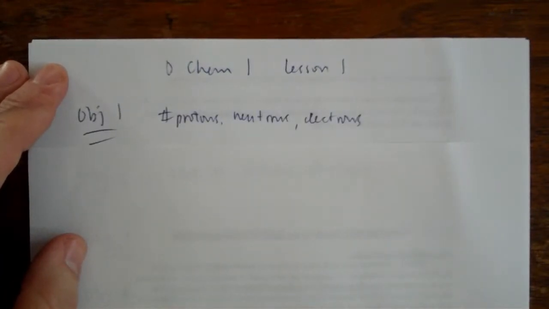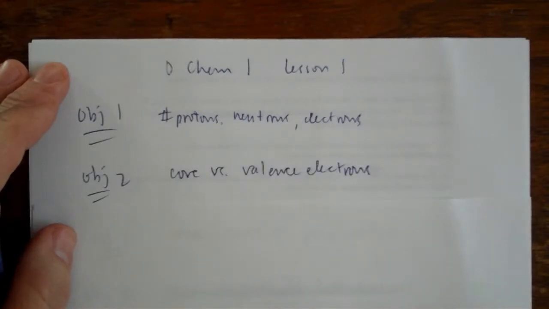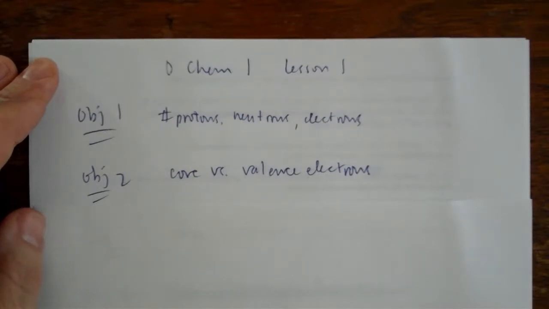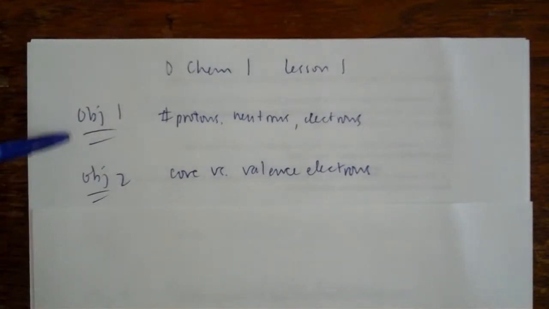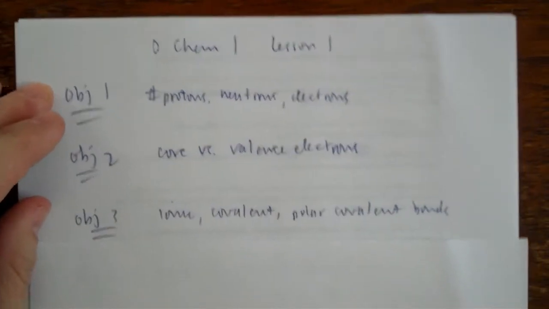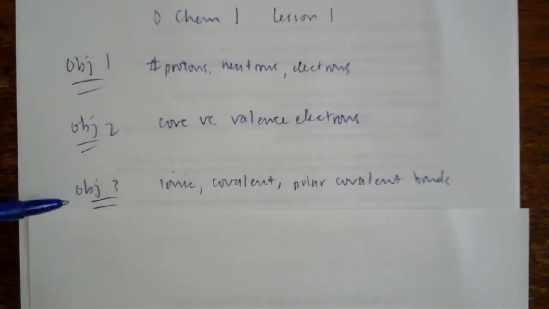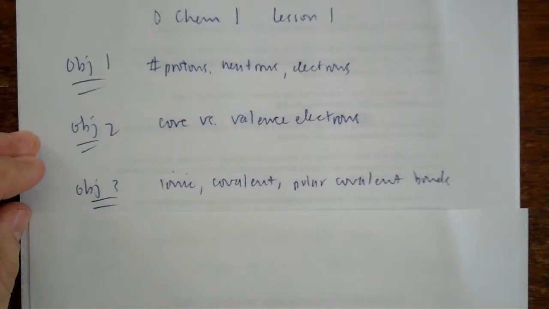Objective number 1: identify the number of protons, neutrons, and electrons in an atom in its ground state. Number 2: differentiate between core and valence electrons. I'm not going to spend any time on this one or this one unless you have a question. We'll talk about this a good bit, I suppose, but not much right now.